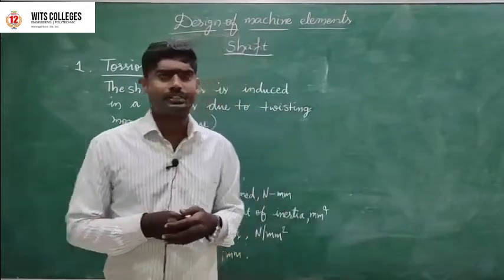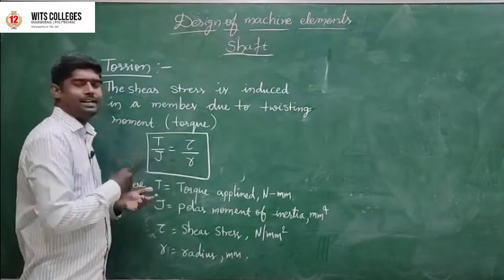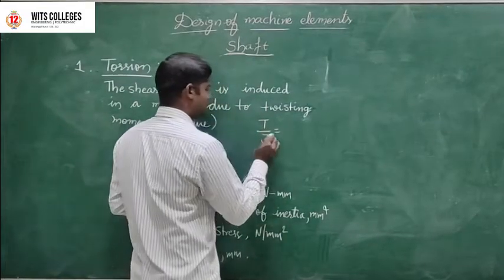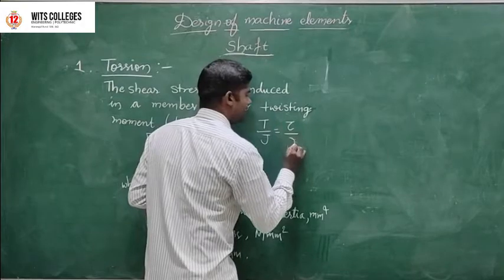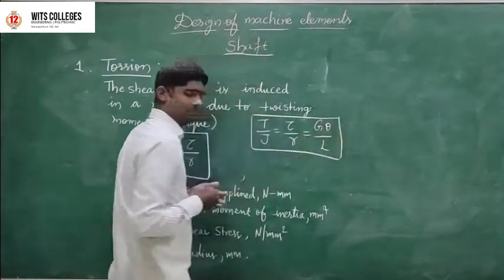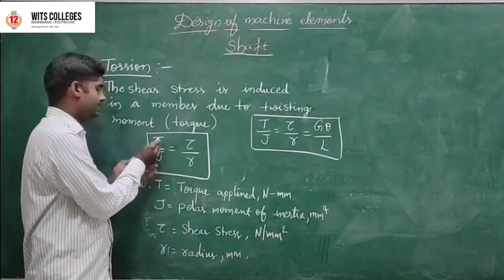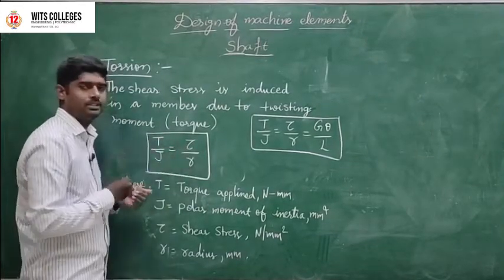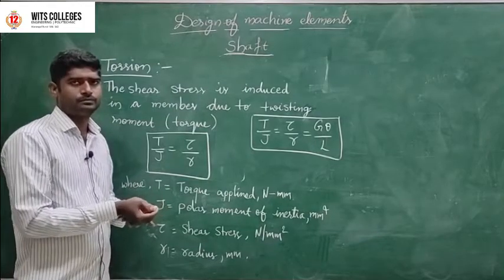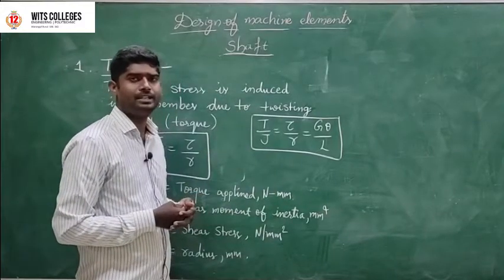For this twisting movement or torque, the torsion equation is T by J is equal to tau by R is equal to G theta by L. In this equation, T is the torque applied on a shaft, with units Newton mm.